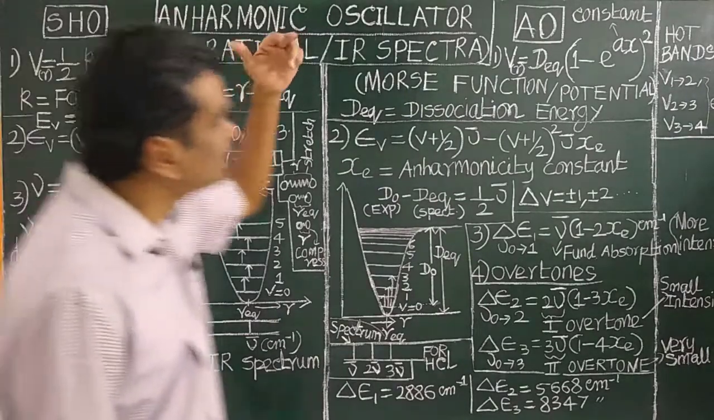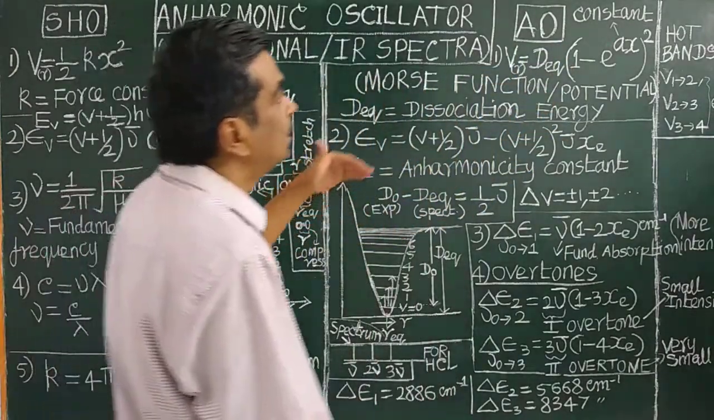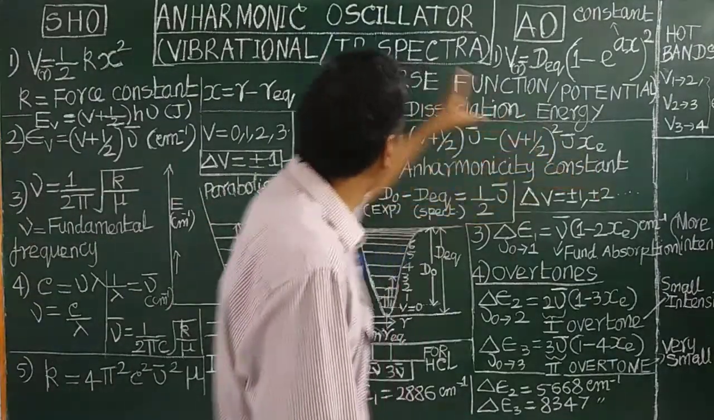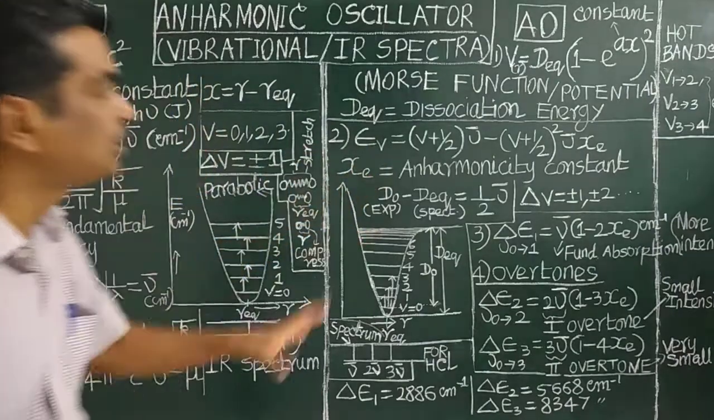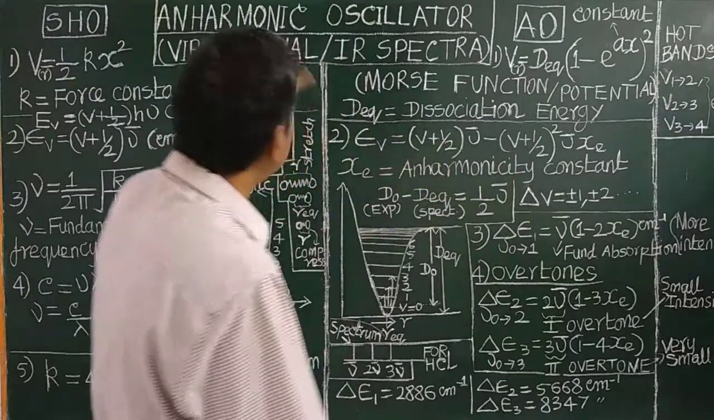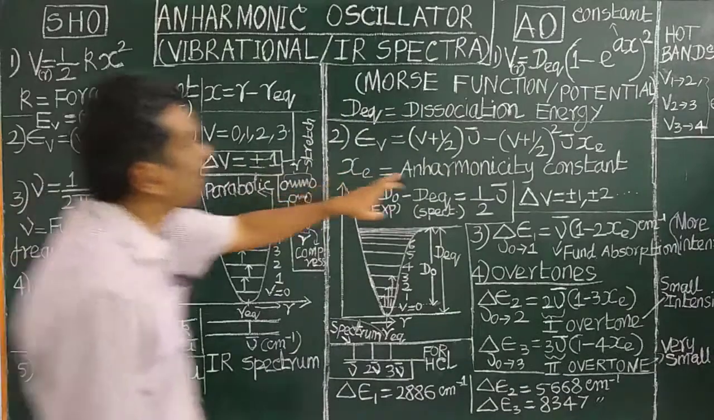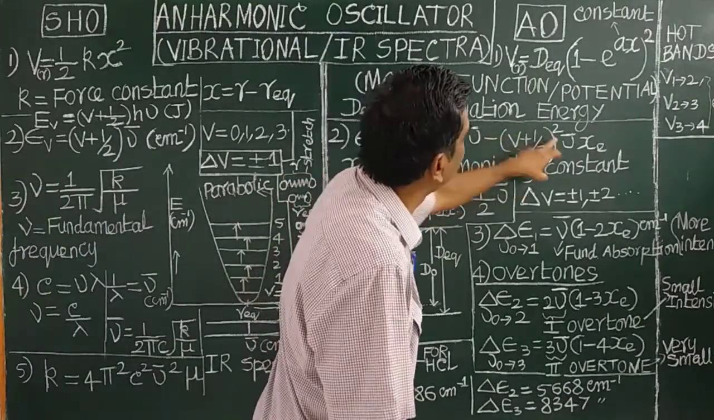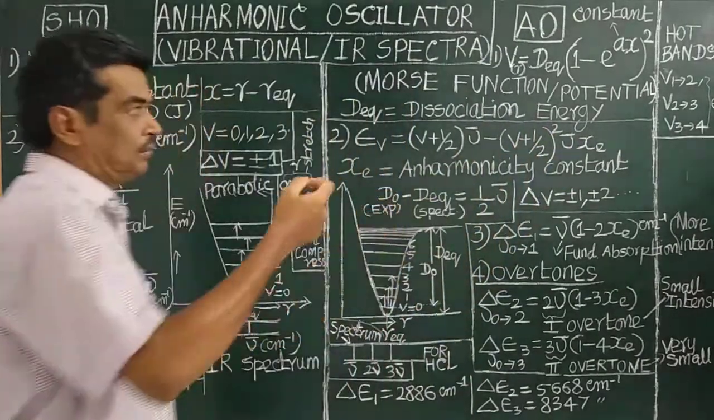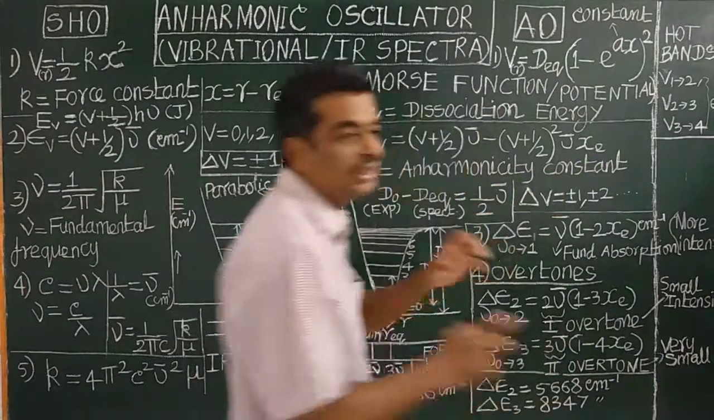Similarly, by using this potential energy function, the Schrödinger wave equation was solved to obtain the energy expression for the anharmonic oscillator. This is the vibrational energy level expression for the anharmonic oscillator. It is very similar: (v plus 1/2) nu bar minus (v plus 1/2) whole squared nu bar Xe, where nu bar is the fundamental absorption frequency or wave number. Xe is called the anharmonicity constant.